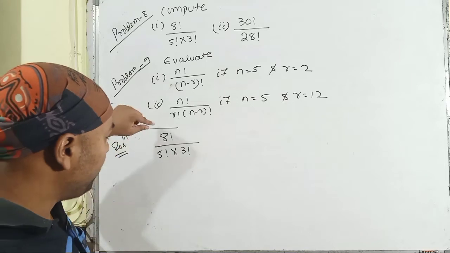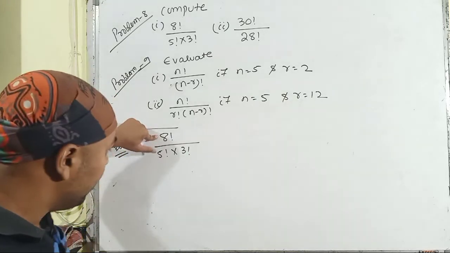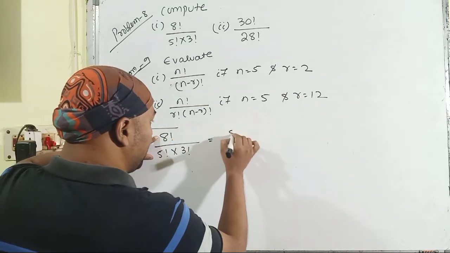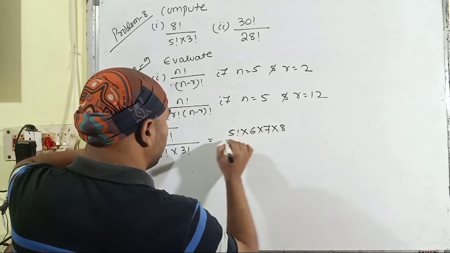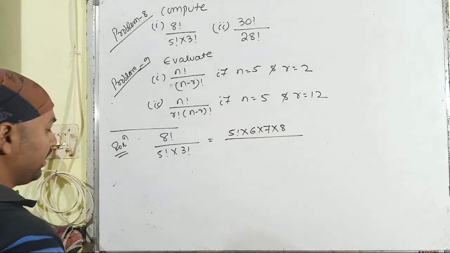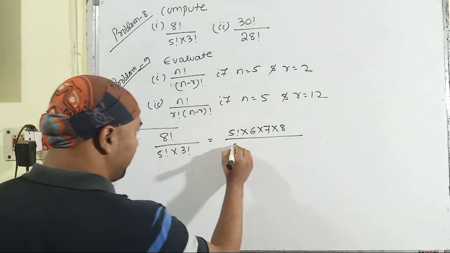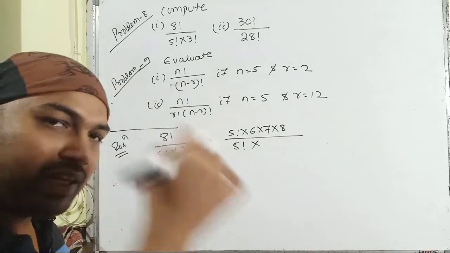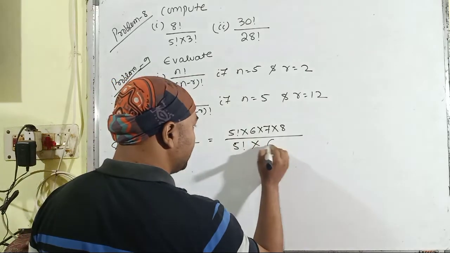That means you have to factorize, or convert, the greatest factorial in terms of 5 factorial. That means 8 factorial can be written in the form of 5 factorial multiplied with 6 multiplied with 7 multiplied with 8. You have to keep the 5 factorial unchanged, and then you have to put the value of the smallest factorial, and that is 3 factorial, and the value of 3 factorial is 6.